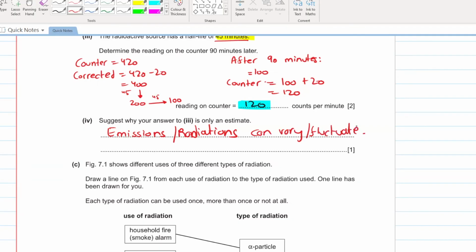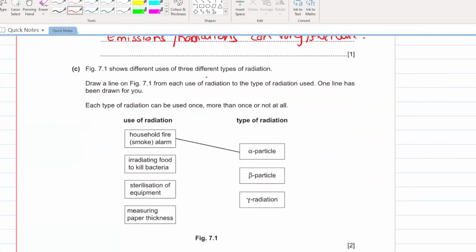Let's further move ahead. Figure 7.1 shows different uses of three different types of radiations. Draw a line on figure 7.1 from each use of radiation to the type of radiation used. One line has already been drawn for you. Household fire alarm is using alpha particle radiation. Each type of radiation can be used once, more than once, or not at all.